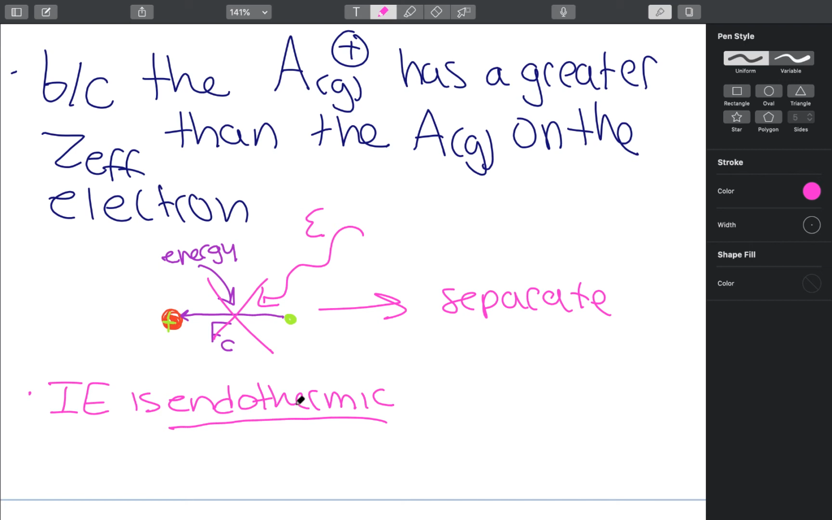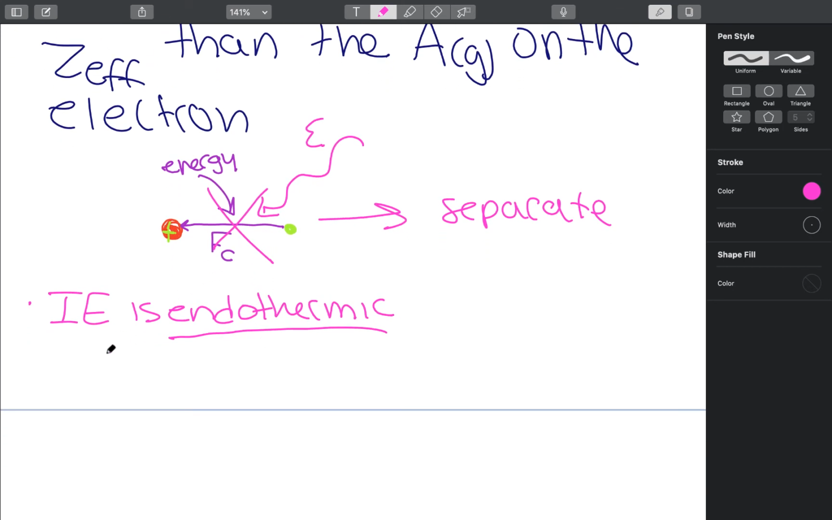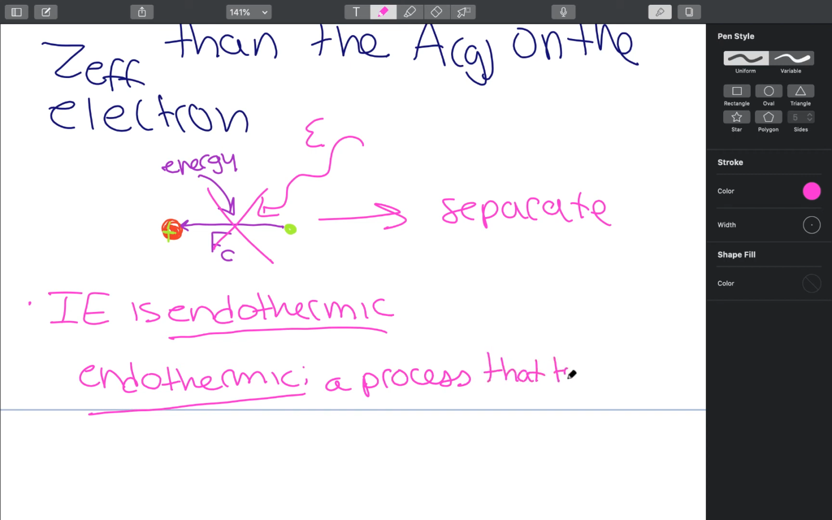So the process of ionization is endothermic. So what does endothermic mean? Well, endothermic is another word for taking in heat. So endothermic is a process that takes in heat. An endothermic process requires heat in order to run. And this makes sense because heat is just the transfer of energy.